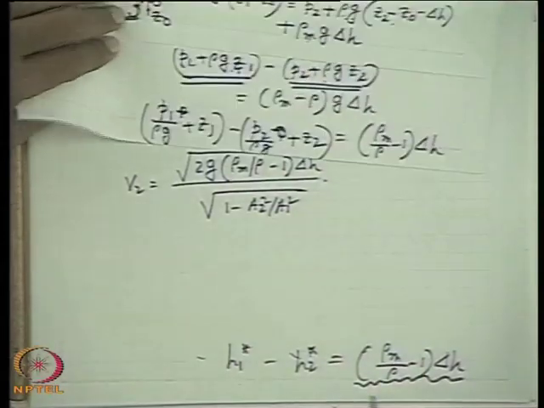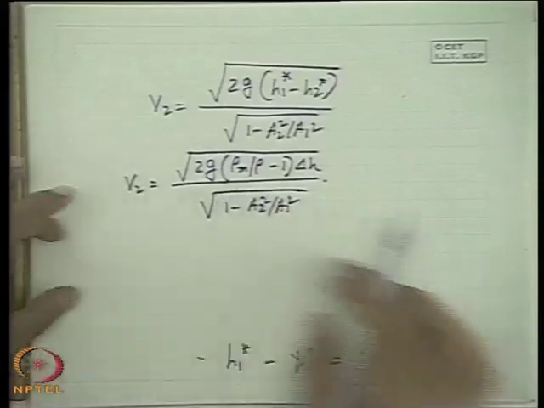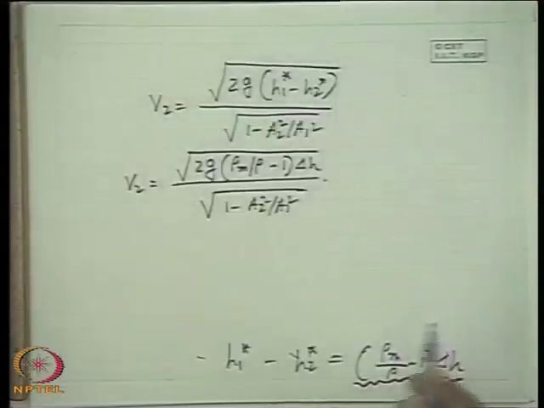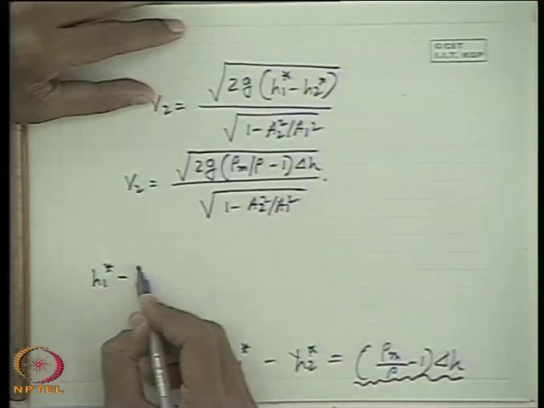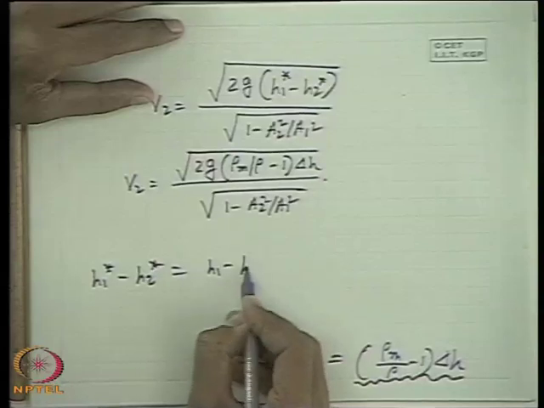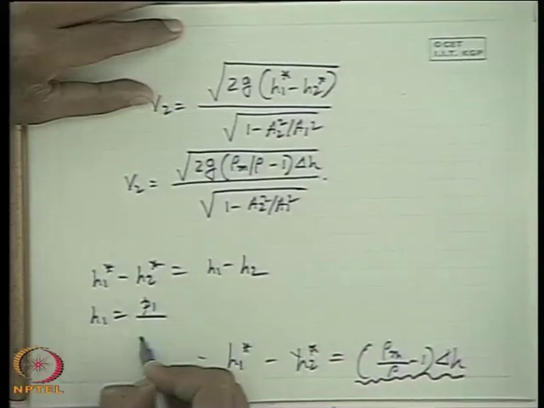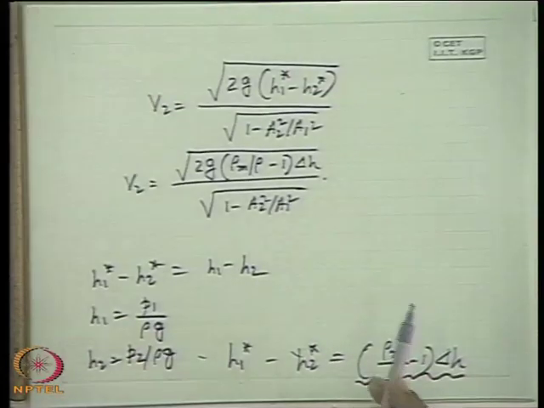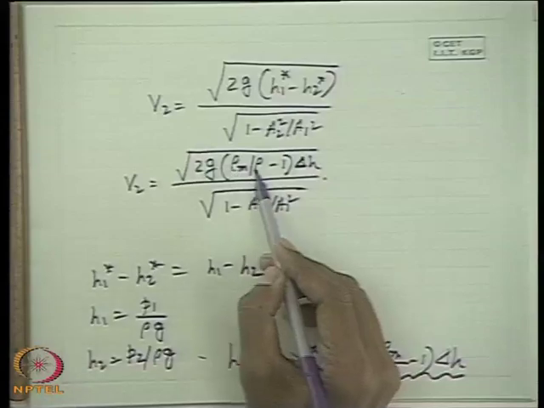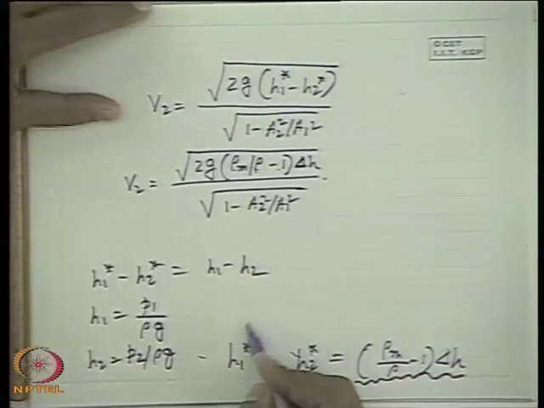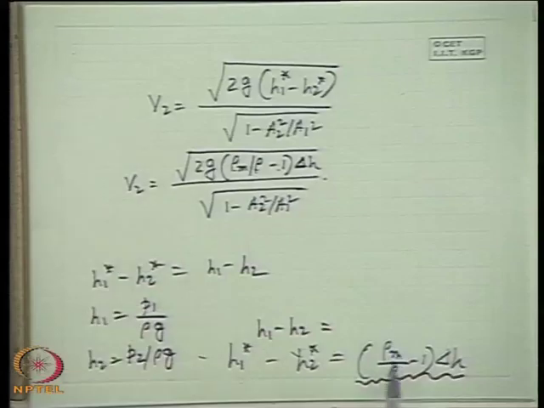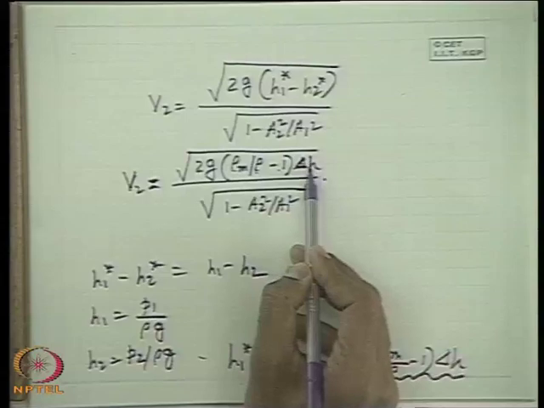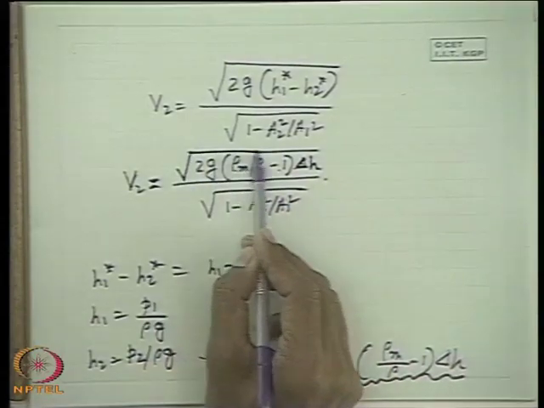Now when the venturimeter is horizontal, that means the pipe is horizontal, what will happen? H1 star minus H2 star is H1 minus H2, where H1 is equal to P1 by rho g and H2 is equal to P2 by rho g, since Z1 and Z2 are the same. In that case delta H into (rho m by rho minus 1) will give you the value of H1 minus H2. So if you write the equation for V2 in terms of the deflection of the manometer, then it is immaterial whether the venturimeter is inclined or horizontal.